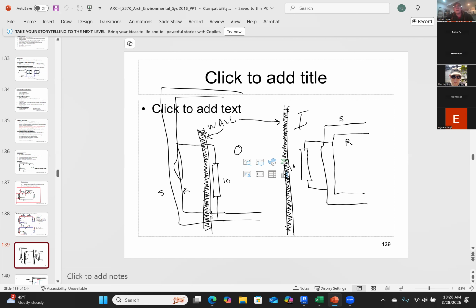Hey, Professor, do you have to show flow direction on that, or is it just as long as you notate supply and return? Yes, it's all right. I would say no, the flow would be pretty obvious to me.